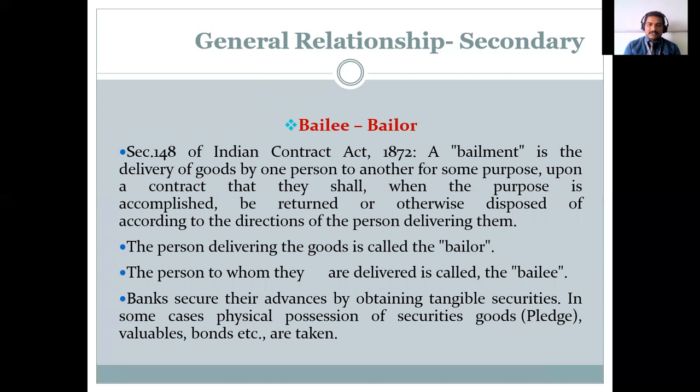Okay, so the person who is delivering the goods is called the bailor. The person who is getting the delivery is called the bailee. Okay, so the banker is the bailor who is giving back the securities to the customer, and the customer is the bailee. Okay, so this relationship is called a bailor-bailee relationship.